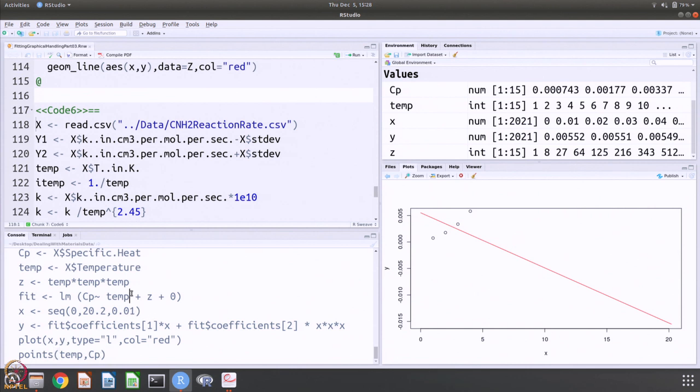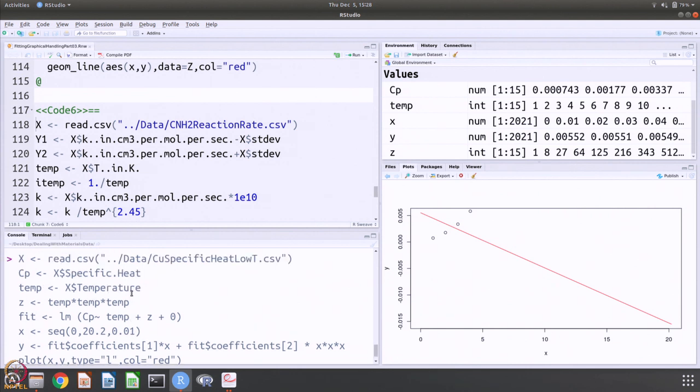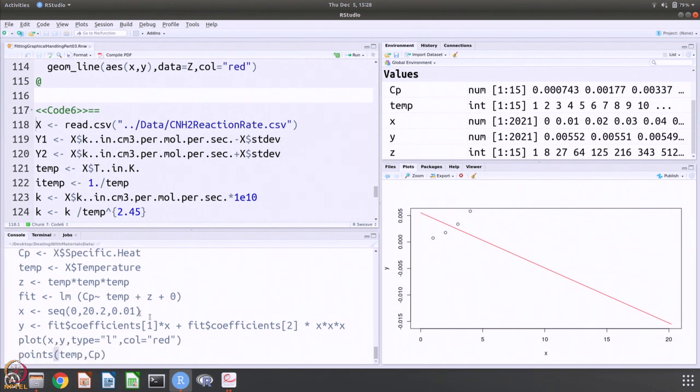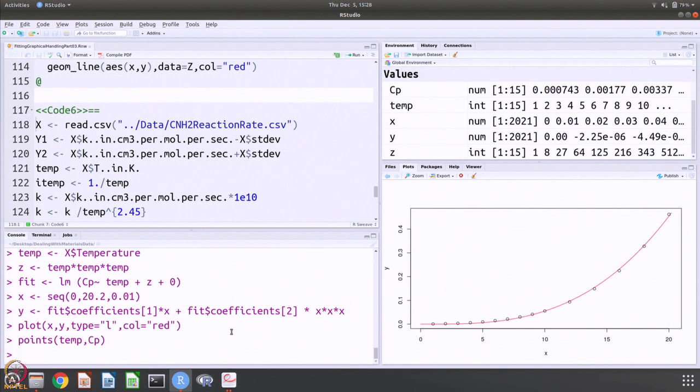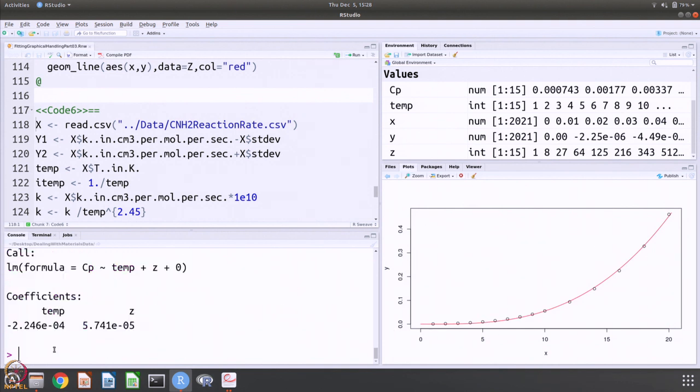So, this script is exactly the same as our earlier script, except that now it is temp plus z plus 0 to indicate that the intercept should be 0, and so there are only two coefficients. One is for temp, the other one is for temp cube, which is called z in our case. So, you can do that, and of course, you find that it fits, and the fit parameters you can look at. There is only a coefficient for temp, and these coefficients are different from what we got in the earlier case.